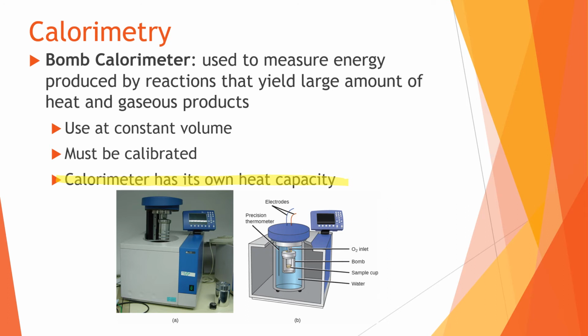So whenever we're doing a reaction inside the bomb, if it releases heat, then the heat is gained by both the water and the calorimeter itself. So the heat lost equals both of these things combined. So we just have two parts on one side.